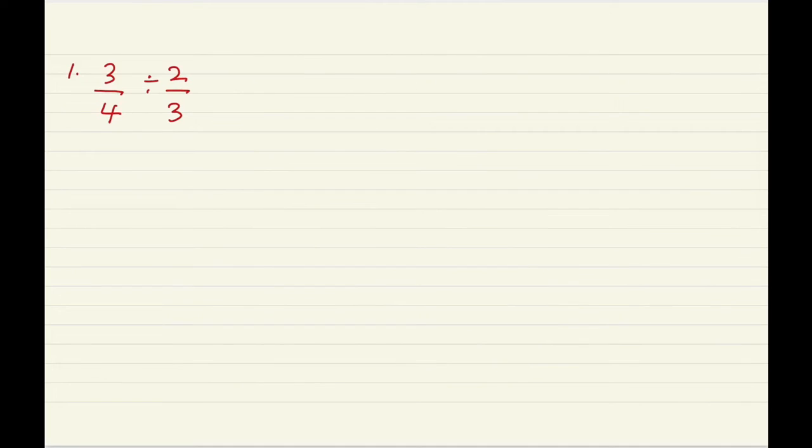My first question is 3 over 4 divided by 2 over 3. Keep, change, and flip. So we're going to keep the first one, so it becomes 3 over 4. Since we kept it the same, we're going to change the sign, which will become times, and we're going to flip the last one, which will become 3 over 2.